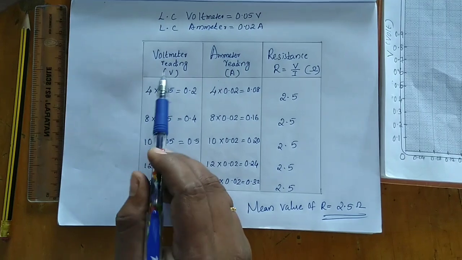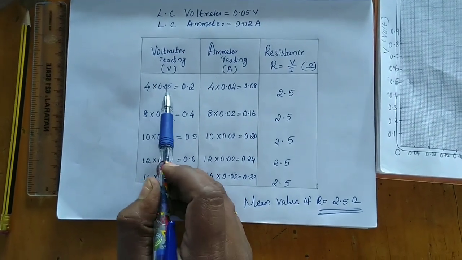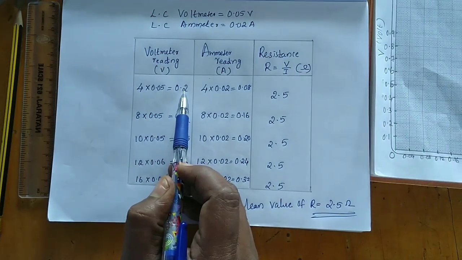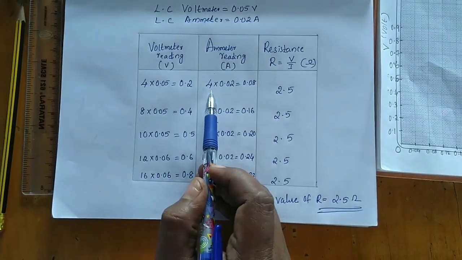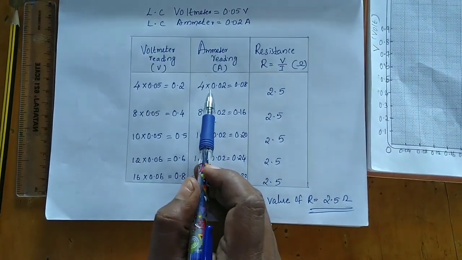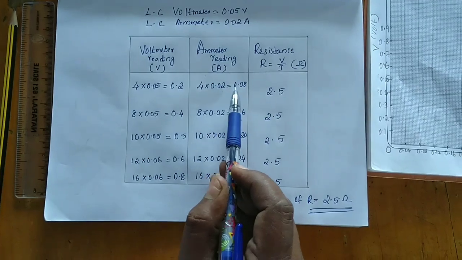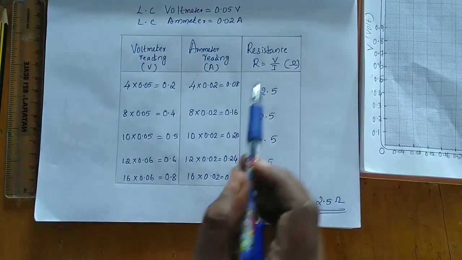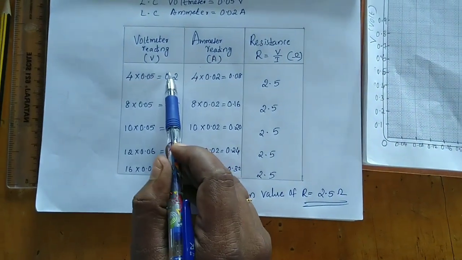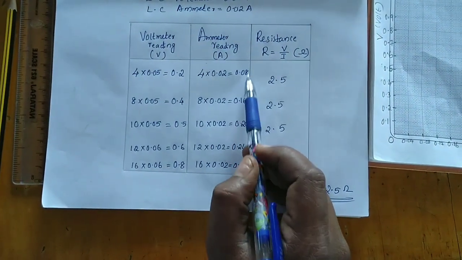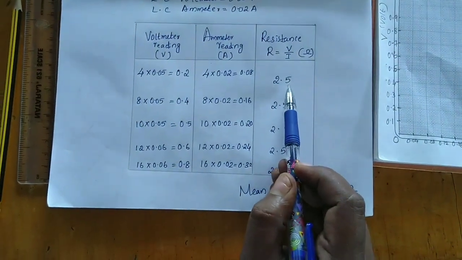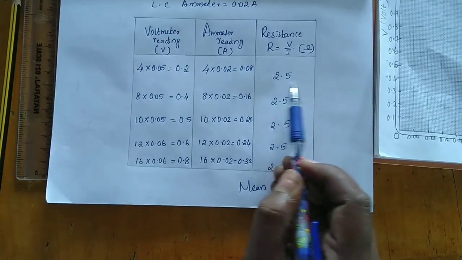So I first got 4 divisions in the voltmeter. The corresponding reading is 4 into least count 0.05, so 0.2 volt. In the ammeter also, I got 4 divisions as the needle goes. So 4 into the ammeter least count 0.02, so 0.08. Then resistance is voltage by current. Here 0.2 is the voltage and 0.08 is the current. So voltage by current is equal to 2.5 ohm. That is the resistance value.